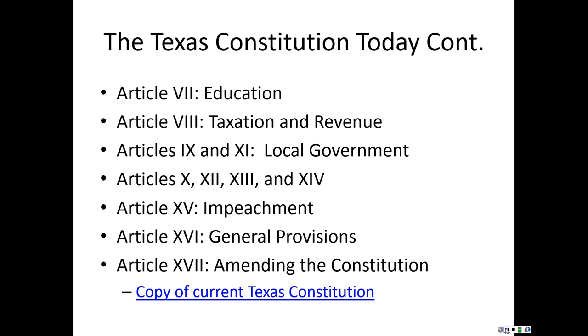Once these three steps are met, we go to step 4. Amendments are then voted on, and they must be approved by the majority of state voters. So only after these three steps are taken do we, the people of Texas, have a chance to vote to amend our Constitution.